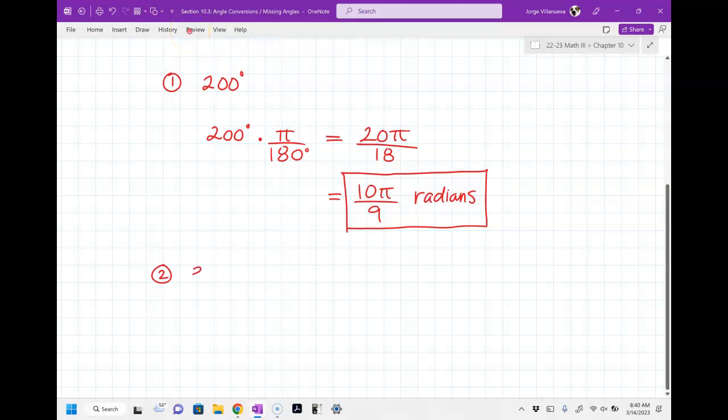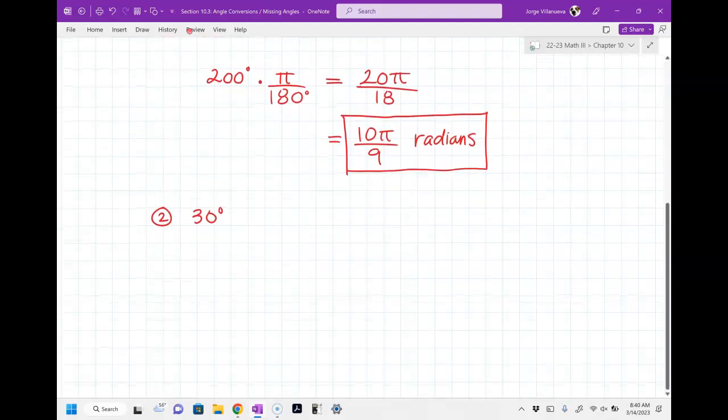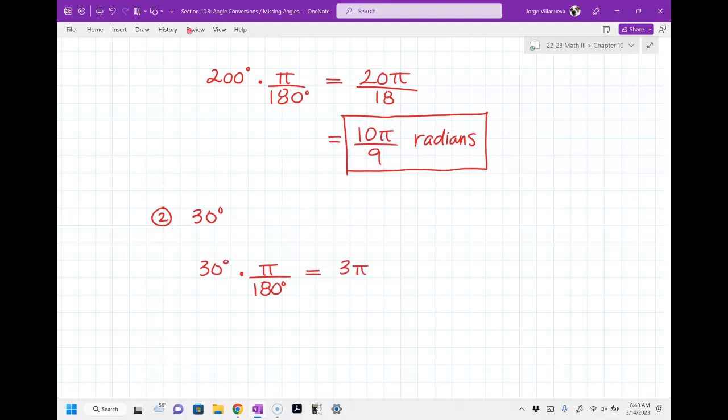We'll do an easier angle here. So 30 degrees. So I want to change 30 degrees into radians. So I'm going to do 30 degrees times pi over 180 degrees. Again, I noticed they both end in 0, so I'm just going to divide them by 10, right? So that would be 3 pi over 18. And I know 3 and 18, I can divide both of those by 3, so that gives me pi over 6. And this is pi over 6 radians.